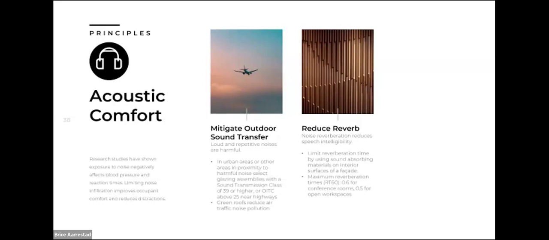You know, green roofs, again, we're looking at the envelope more holistically, not just through glazing assemblies, but green roofs can also reduce air traffic noise pollution. And then another aspect of acoustic comfort is interior noise. And one important category of that is to reduce reverb. Noise reverberation reduces speech intelligibility. So by using sound absorbing materials on interior surfaces of the facade, you're able to increase that speech intelligibility.